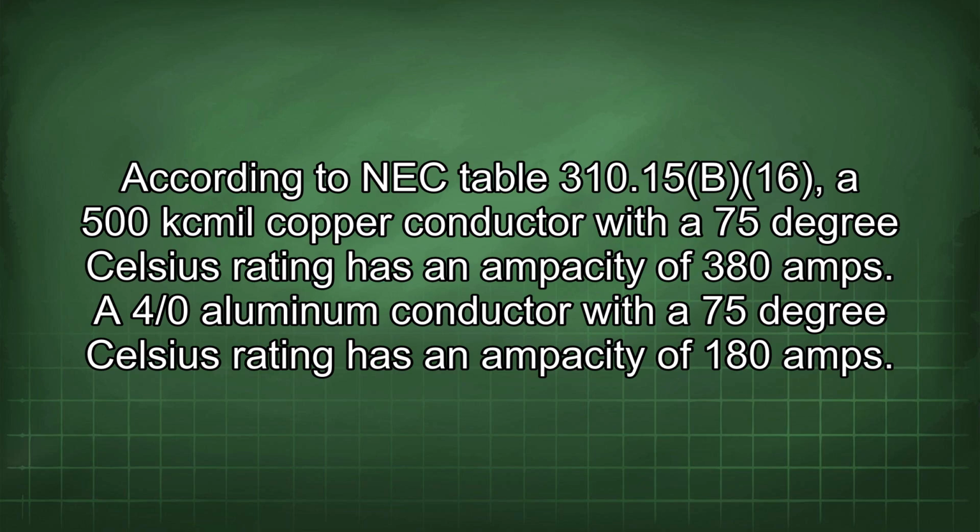According to NEC Table 310.15(B)(16), a 500 kcmil copper conductor with a 75 degrees Celsius rating has an ampacity of 380 amps. A 4/0 aluminum conductor with a 75 degrees Celsius rating has an ampacity of 180 amps.